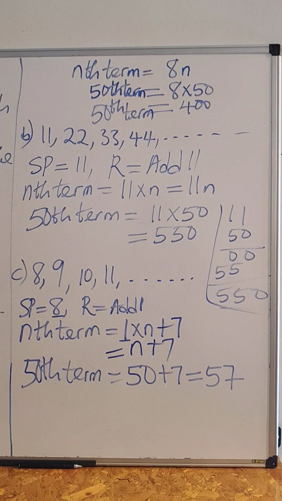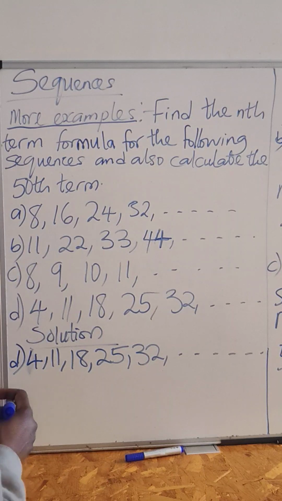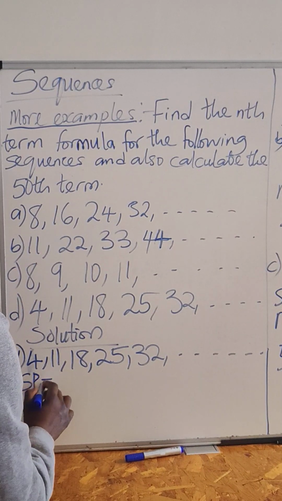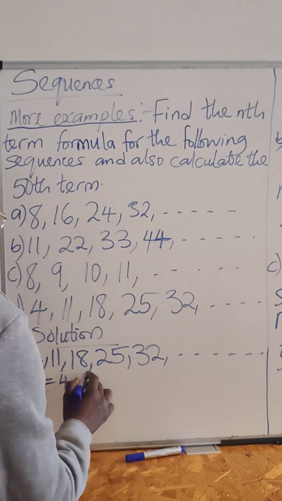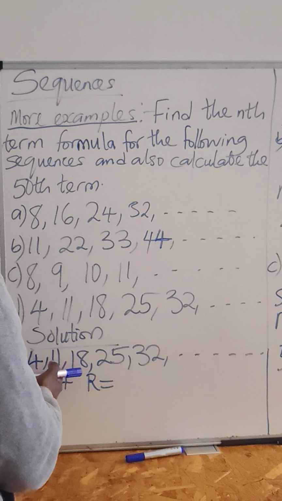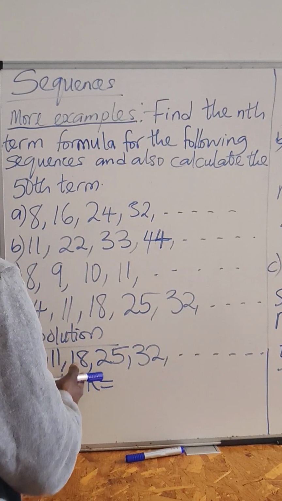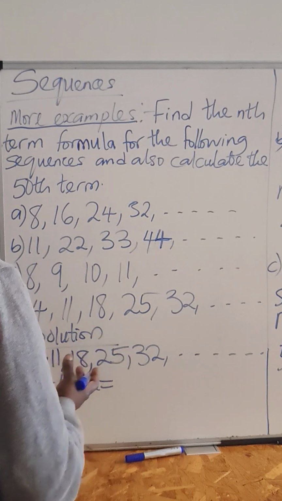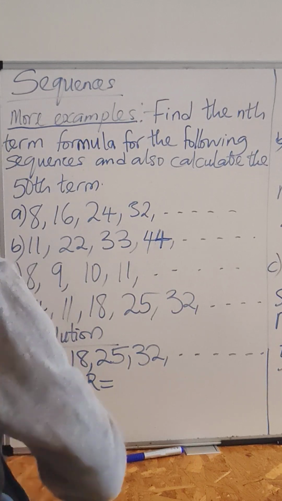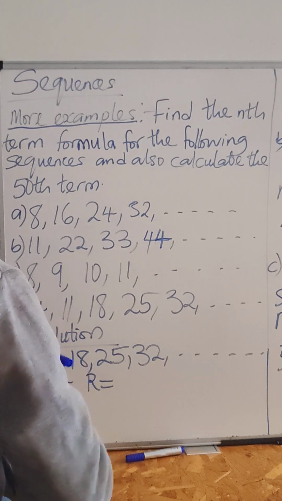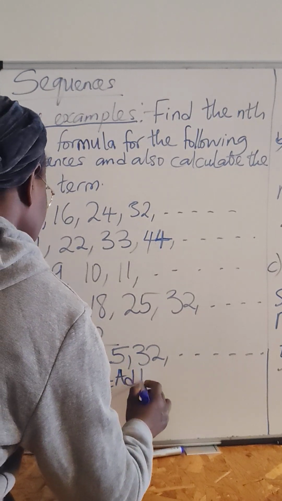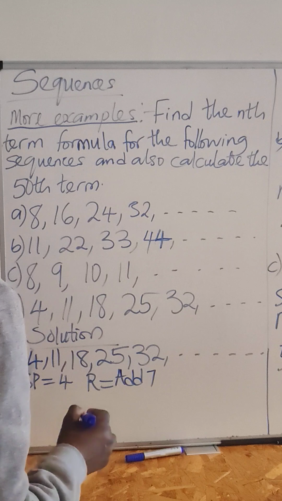And lastly, we move on to the fourth sequence. Okay, for the fourth sequence, the starting point is 4. The rule is, if you look at 4 and 11, and 11 and 18, just examine the terms, you discover the relationship they have is addition of 7 to get the next term. So the rule is add 7.